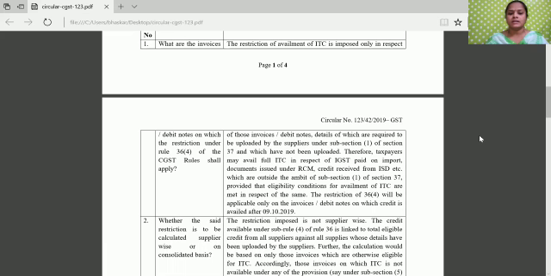First, the eligible invoices and debit notes under rule 36 sub rule 4 are the invoices and debit notes on which the credit is availed after 9/10/2019. The IGST paid in respect of imports, documents issued under RCM, and the credit received from ISD are not applicable. For those documents, this restriction is not applicable.